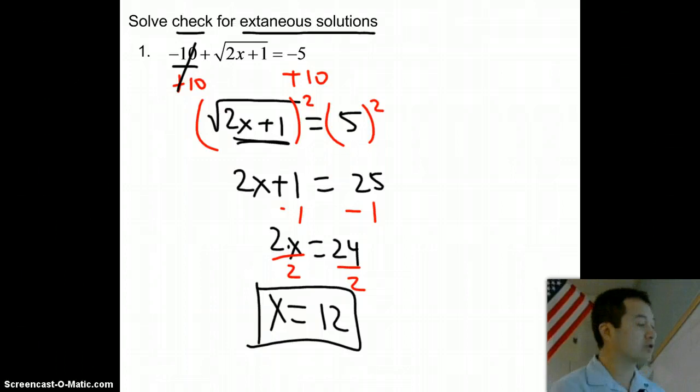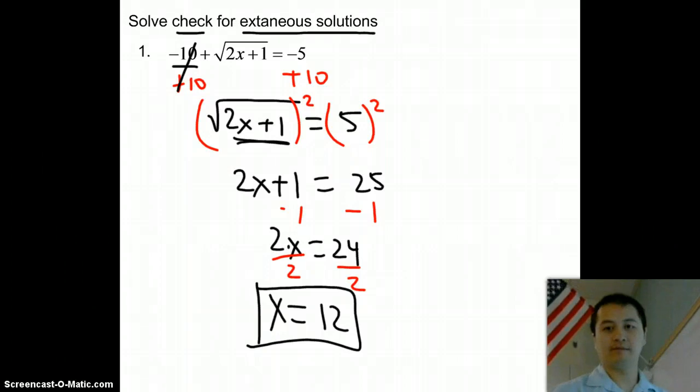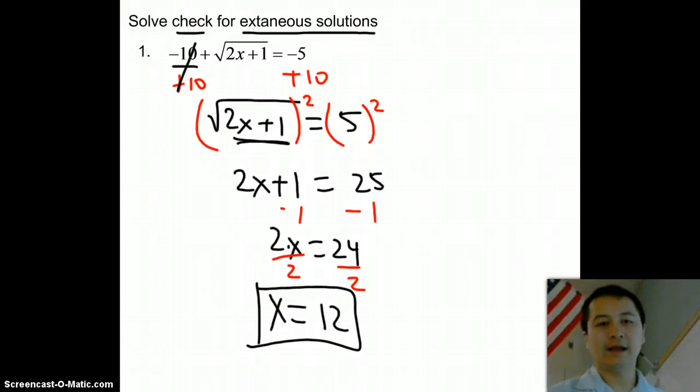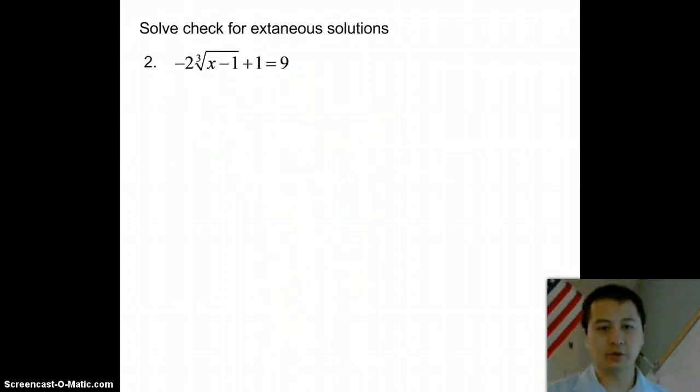So check it real fast. 12. 2 times 12 is? Good. 2 times 12 is 24, plus 1 is 25. That's positive, so I know it's going to be okay. Square root of 25 is 5. Minus 10 is negative 5. Perfect. Double check that, please. Next problem. We're just going to do 3 problems today. Keep it a little short.